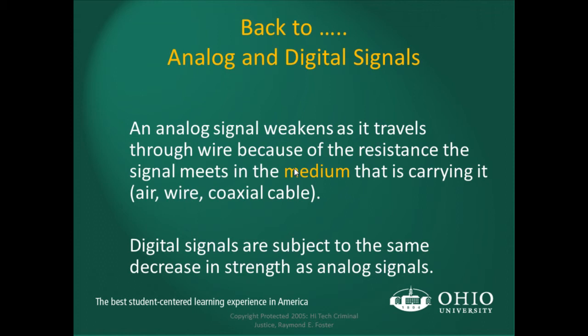Let's go back to analog and digital signals. Analog signals weaken as they travel. Remember the one slide where, as the signal propagates out, it gets weaker and weaker. It's important to understand that the same is true even if it's flowing through a wire. So there are certain limitations to some of those, whether it's the air, wire, coax, or cable. Digital signals are subject to that same decrease as analog signals.